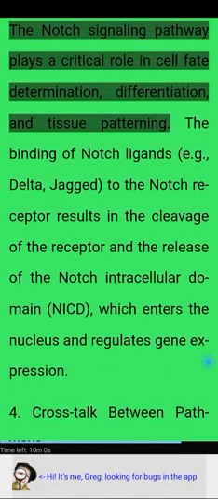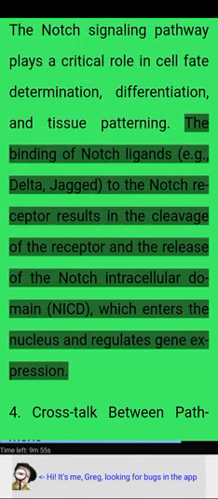G. Notch signaling pathway. The Notch signaling pathway plays a critical role in cell fate determination, differentiation, and tissue patterning. The binding of Notch ligands, e.g., Delta, Jagged, to the Notch receptor results in the cleavage of the receptor and the release of the Notch intracellular domain, NICD, which enters the nucleus and regulates gene expression.